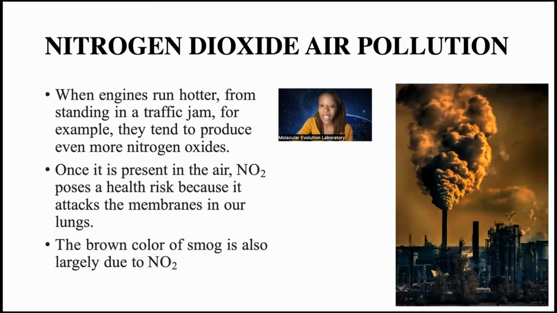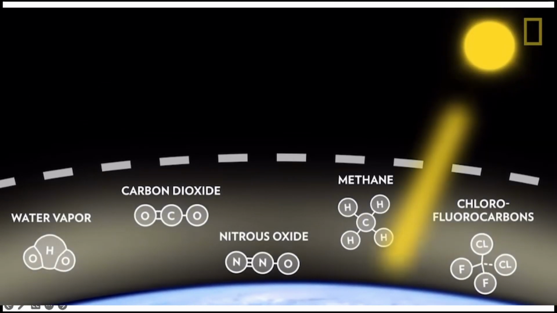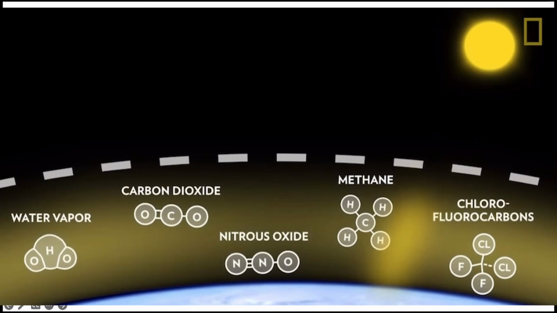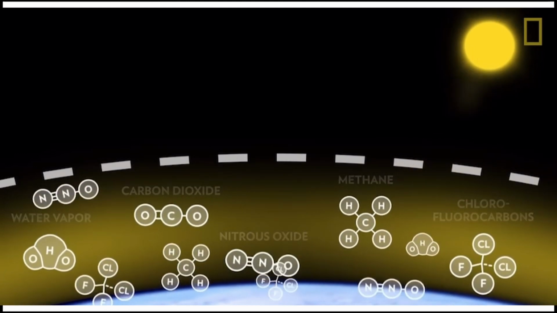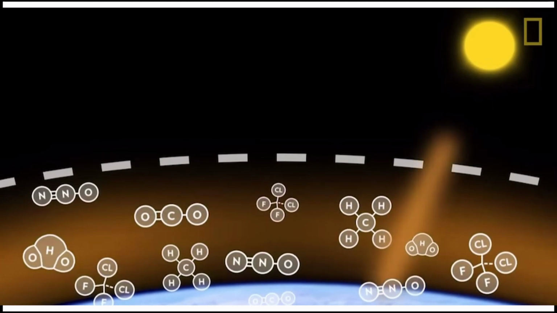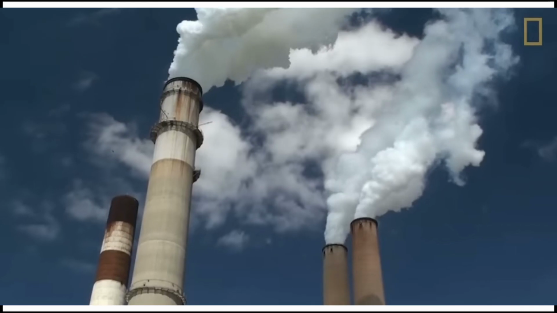Once it is present in the air, nitrogen dioxide is known to attack the membranes in your lung. Nitrogen dioxide molecules absorb some portion of the visible light of the sun, leaving the colors that produce brown to pass through. So that's how you get the smog, because the molecule absorbs some portion of the visible light.